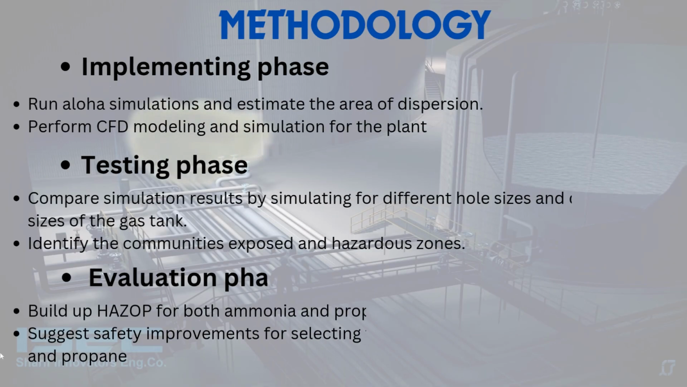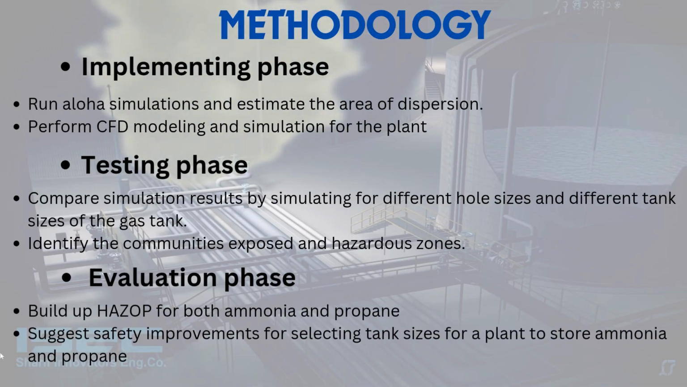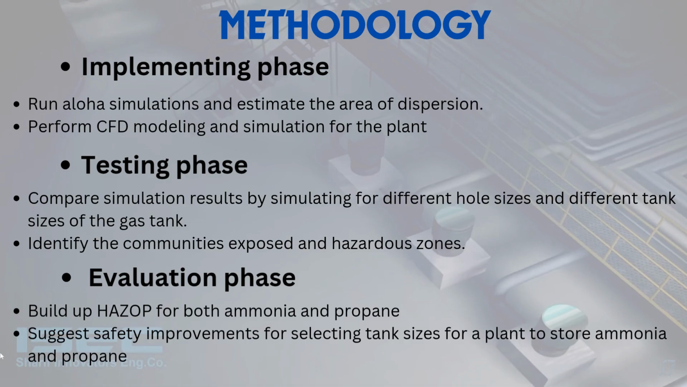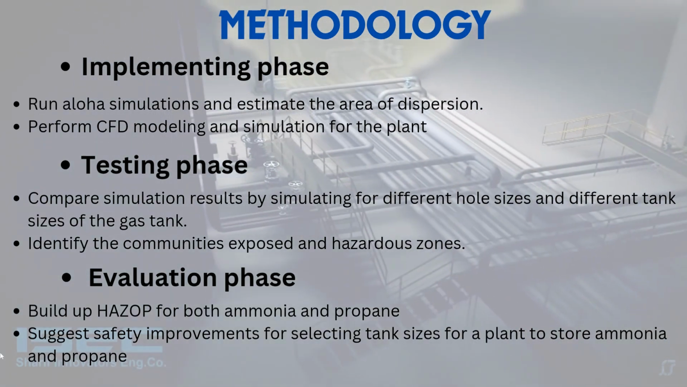The second one is the implementing phase. In this phase, ALOHA simulations are run and the disperse area is estimated. Then we perform CFD modeling and simulation for the plant.